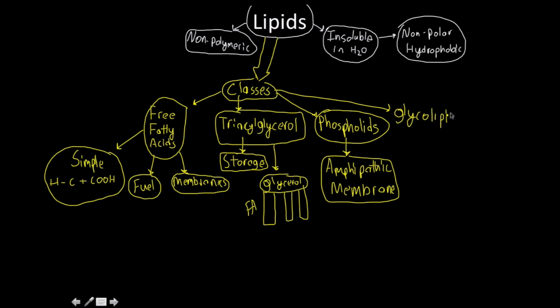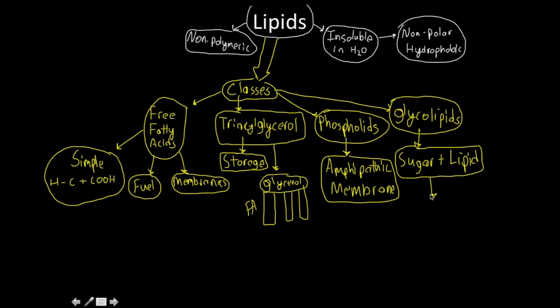glycolipids, which, as its name implies, gly, sugar, lipid, fat, right? So these are part sugar, and then they are part lipid, part fat. These are really useful for signaling at the extracellular membrane or as a component of the cortex, but usually on the extracellular parts. I'm just going to say ECM for signaling.